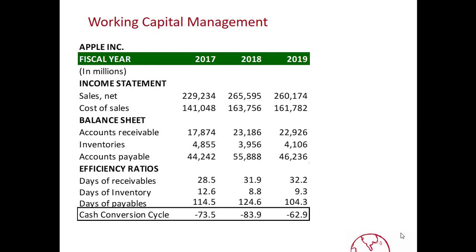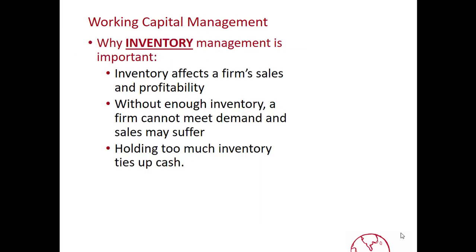When it comes to paying its suppliers, Apple relies heavily on trade credit. In 2019, days of payable were 104 days. In particular, Foxconn, who is Apple's supplier of iPhone handsets, has to finance those sales to Apple for 104 days before getting paid. You see that Apple has a negative cash cap of minus 62.9 days. What this means is that Apple is actually using its working capital as a form of borrowing to finance its business. Let's review why inventory management is so important.